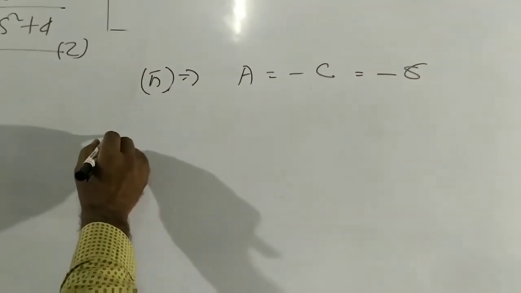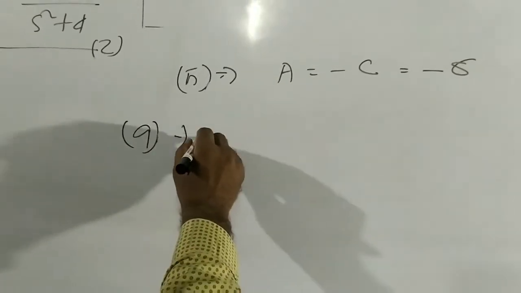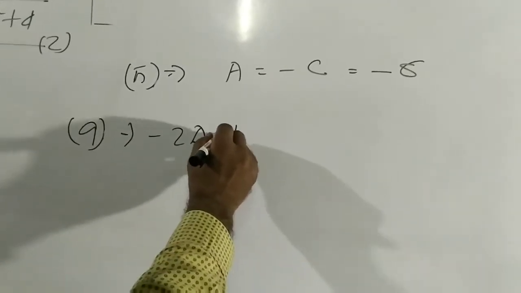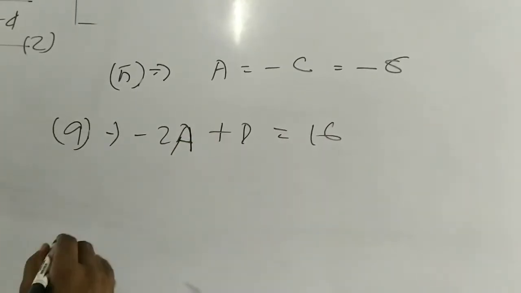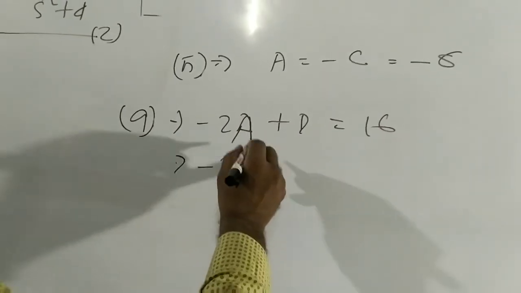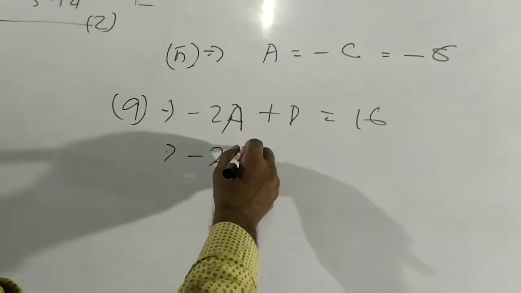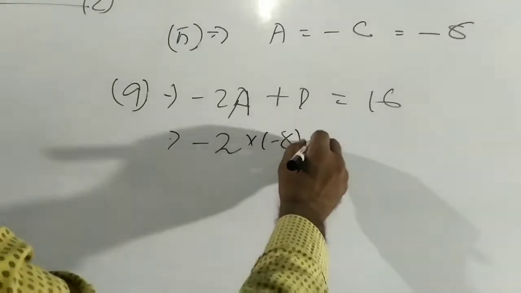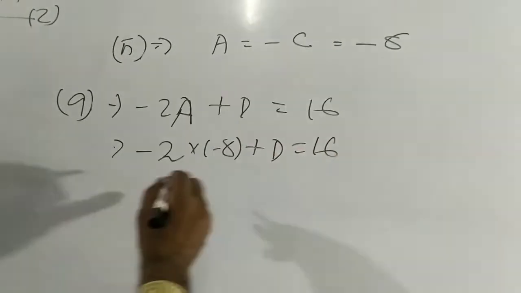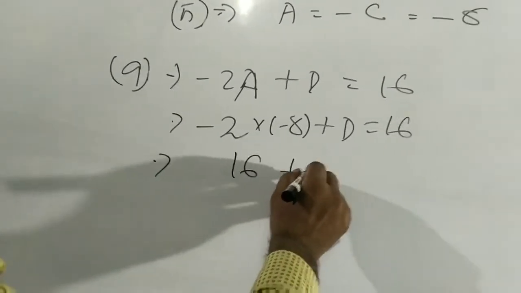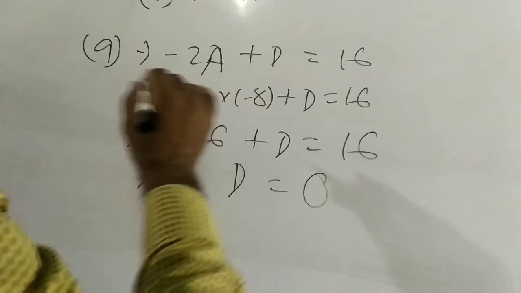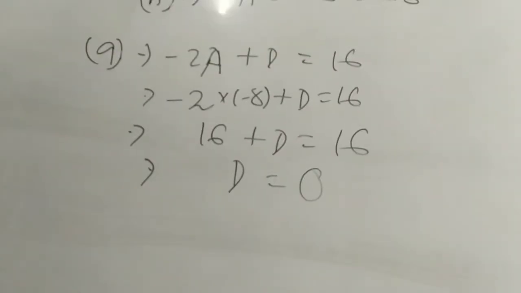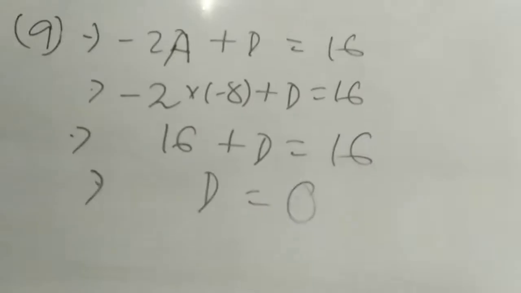Now 9 implies minus 2a plus d equal to 16. The value of a is minus 8, so 16 plus d equal to 16, 16 cancels, d equal to 0 we get. So we get the values of B, C, D and A also.